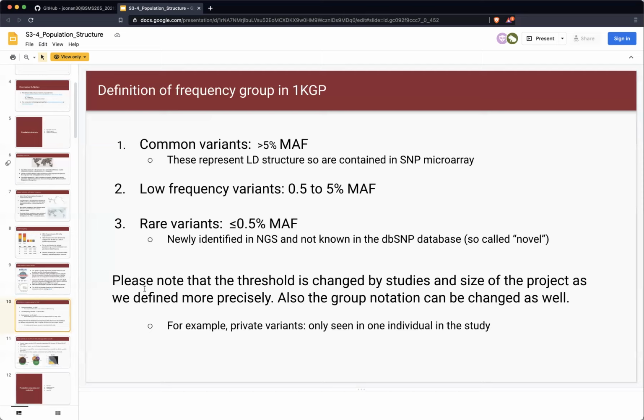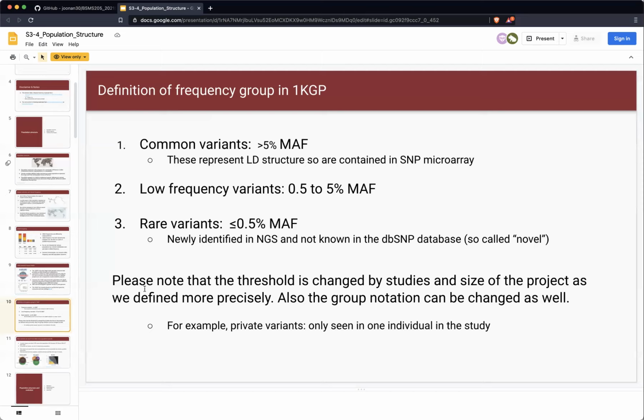So microarrays also use the common variants, because the common variants work as tag SNPs and represent the LD structure in an individual or the population. Then the rare variants are the types of variants that can only be identified by next generation sequencing, because the direct approach can read all the nucleotides in our genome. So these things cannot be done by microarray, because this is uniquely present in an individual, so not really commonly present in a population.